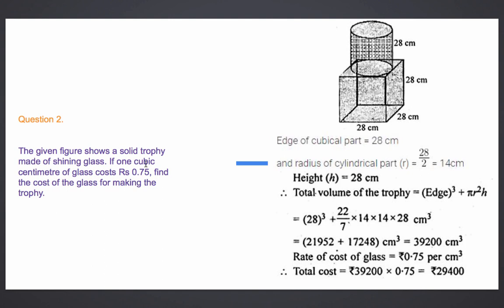Now for 1 cubic centimeter, pay attention here, the cost of glass is rupees 0.75. If for 1 centimeter cube this much is the cost, for these many centimeter cube what will be the cost? Unitary method, we will multiply the 2. So we get the cost as rupees 29,400.